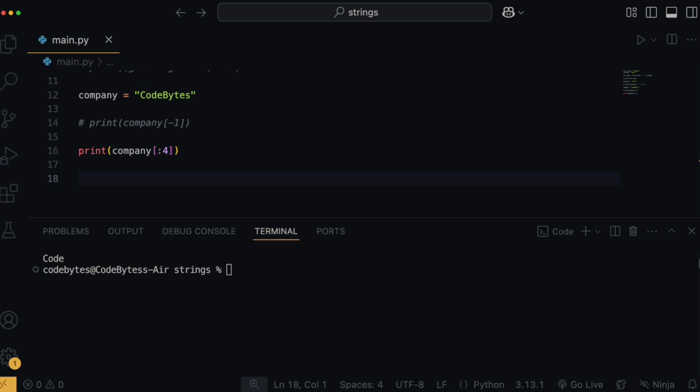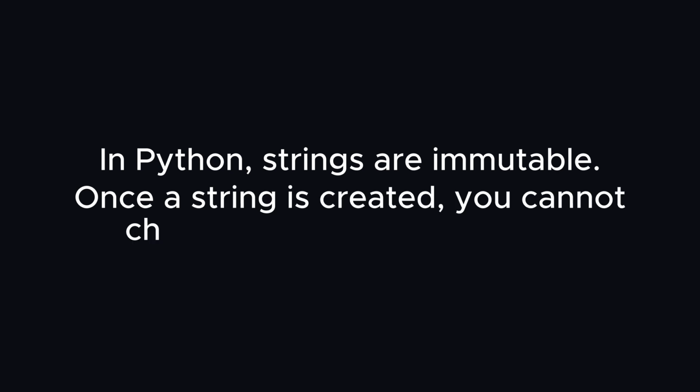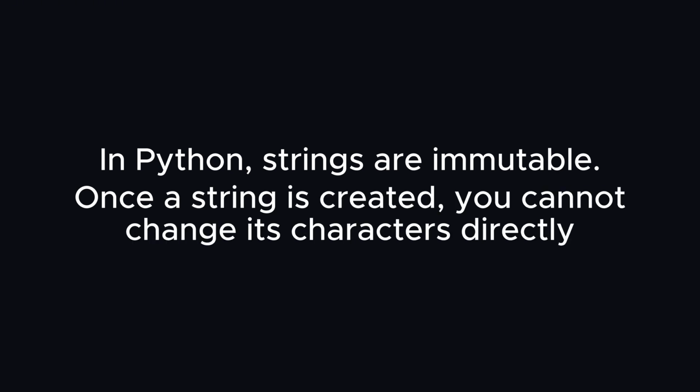Now that we know how to access and extract parts of a string, what if we want to change how our text looks? Maybe you need to convert a name to uppercase, remove extra white space, or replace a word in a sentence. Python strings come with built-in methods that let us easily modify text, so let's check them out. One quick thing that's important to note is that strings in Python are immutable. This means that once a string is created, you can't change its characters directly. But don't worry, instead of changing the original string, we can create a new one when using these string methods.